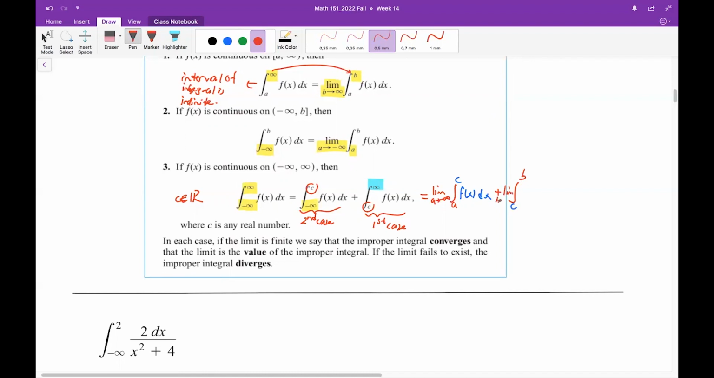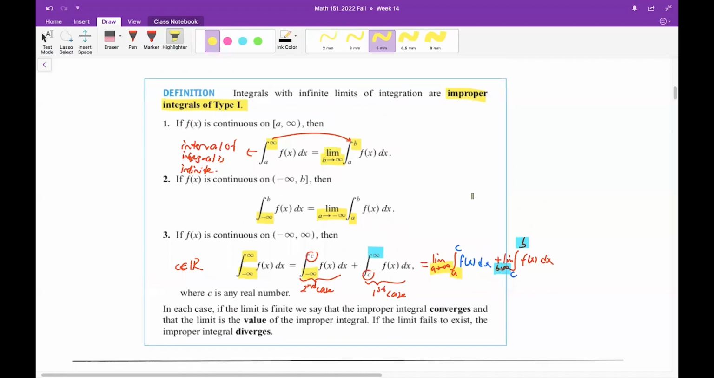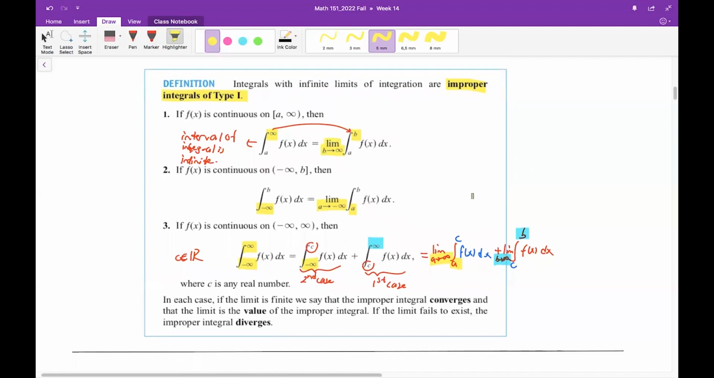And then if I send b to infinity, then everything will be the same on the left and on the right. Okay, so this b is written for this plus infinity, then I send b to infinity. This a is written for the minus infinity here, then I send a to minus infinity. So that's how you fix the problem of having infinite interval of integral by using limits like this. This is called the improper integral of type 1.